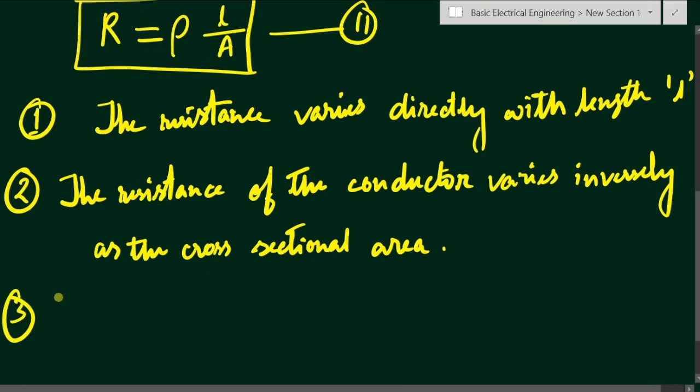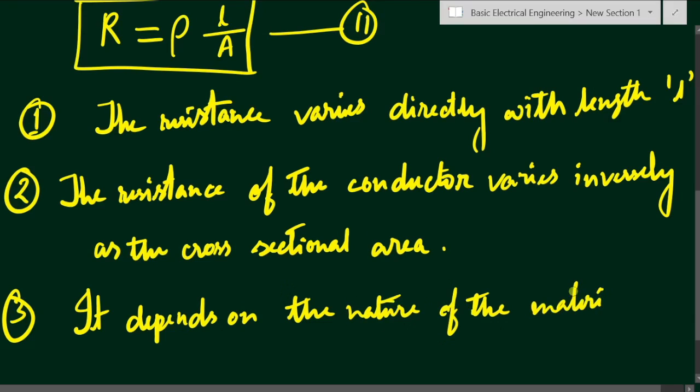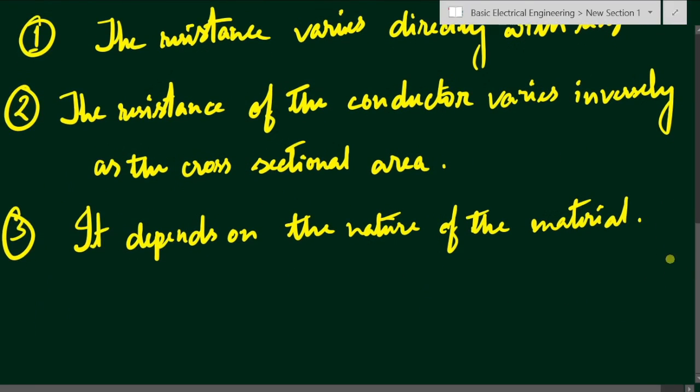Now let us go to our third property. In the third property, we can say that the resistance of a conductor depends on the nature of the material. So nature means here the type of the material. Different materials have different numbers of free electrons. So depending on that, the resistance of the conductor will be different. It depends on the nature of the material. That means some materials have lower resistivity and some have higher resistivity.